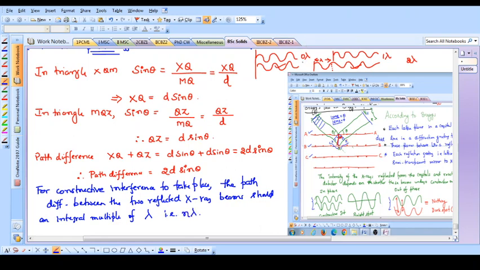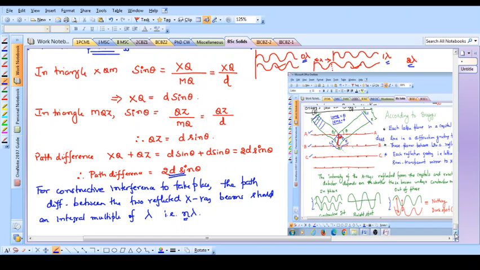Okay, so if the path difference is 0, that is 0 into lambda, they undergo constructive interference. If the path difference is 1 lambda, then also they are in phase and undergo constructive interference. If the path difference is 2 into lambda, then also they are in phase and undergo constructive interference. If I generalize and say if the path difference is n into lambda, where n is an integer, then they undergo constructive interference. So the path difference 2d sin theta should become equal to n lambda if we want to observe a bright spot in the diffraction pattern.